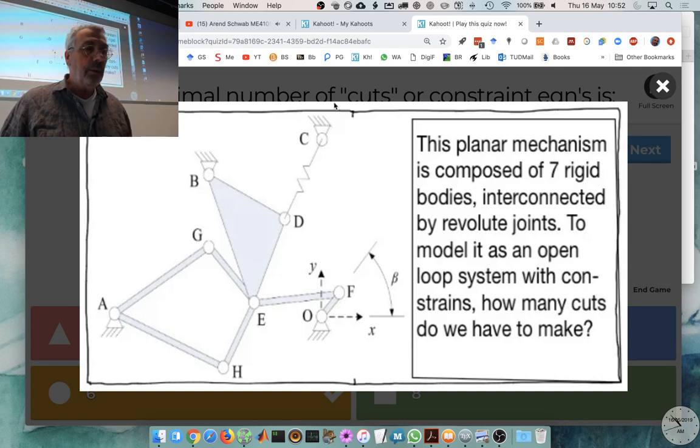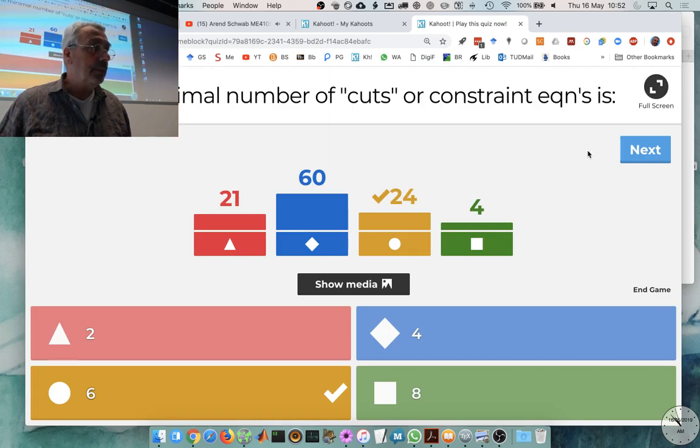Then you would think, and how about this one? Well, that's a force element, right? That's a spring. That's not a rigid body. So this is just a force applied to the system. There's nothing to cut there. Okay. Lesson learned, right?